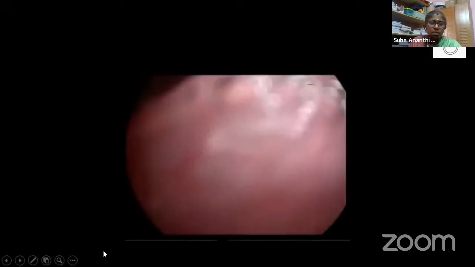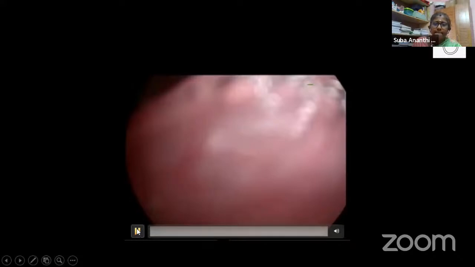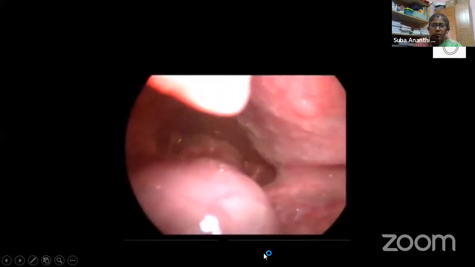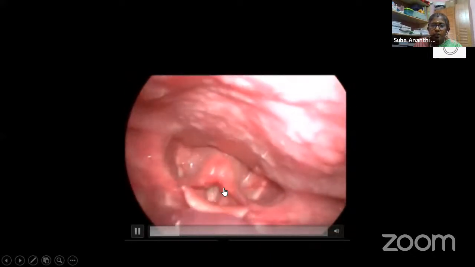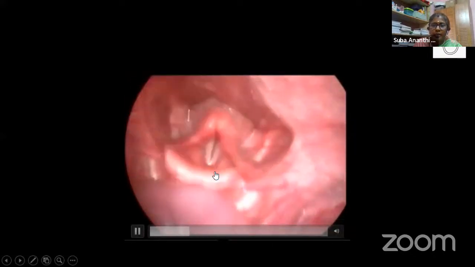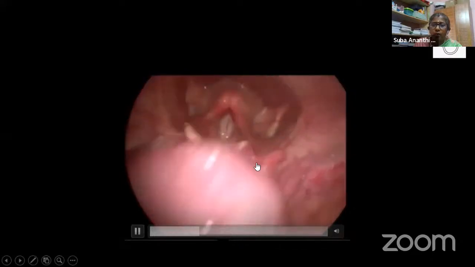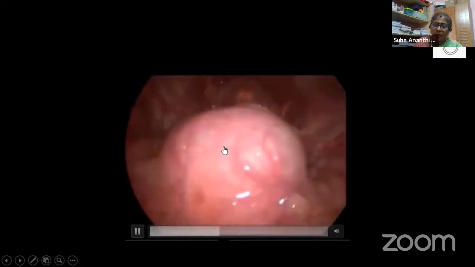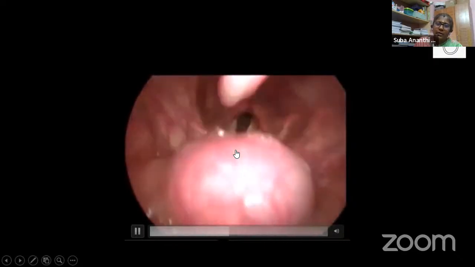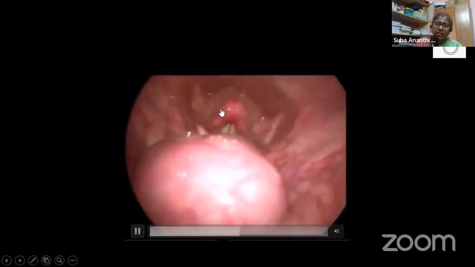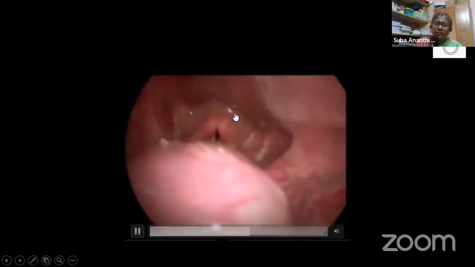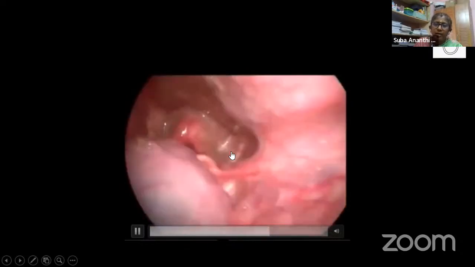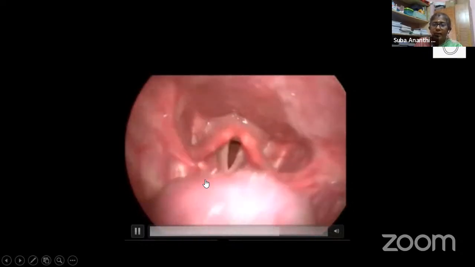So what you see here is a video. What you see here is a vocal cord. You can see the vocal cord. This is the epiglottis, and you see a swelling here. Again, a vascular swelling. This is inside. You can see the movements of the vocal cord. That was the soft palate, uvula. So this swelling is a lingual thyroid.